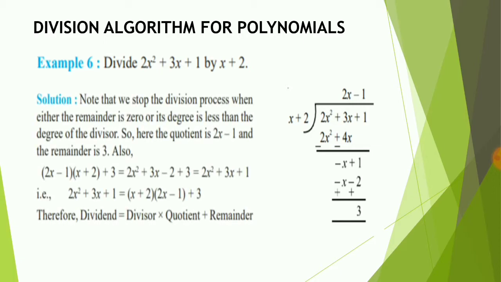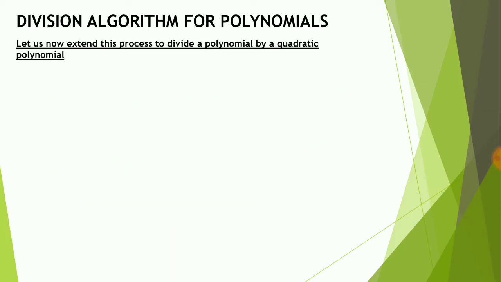So here, we stop the division process when either the remainder comes out to be 0 or its degree is less than the degree of the divisor. So here the quotient is 2x minus 1 and the remainder is 3. If you try to multiply the quotient and the divisor and add the remainder to it, you get the dividend again. So if I multiply 2x minus 1 by x plus 2 and add 3 to it, I will get the result as 2x square plus 3x plus 1, which is the dividend. Thus, dividend can be written as the divisor into the quotient plus the remainder.